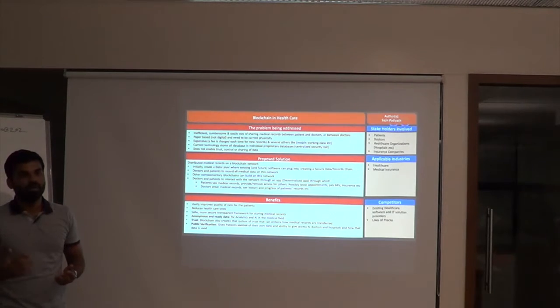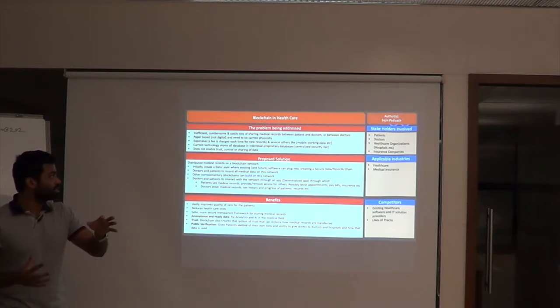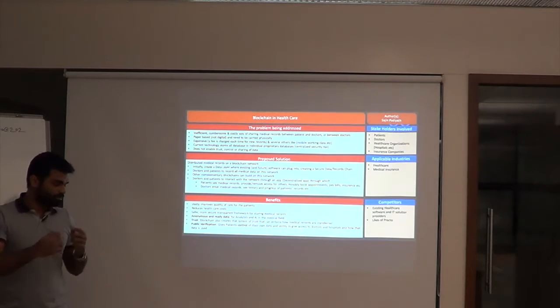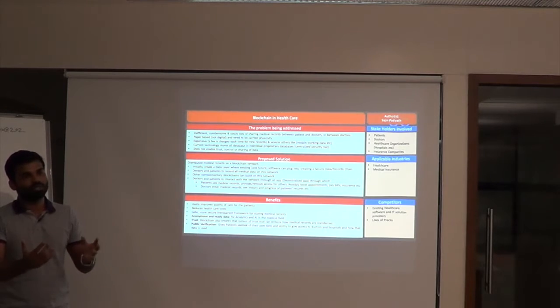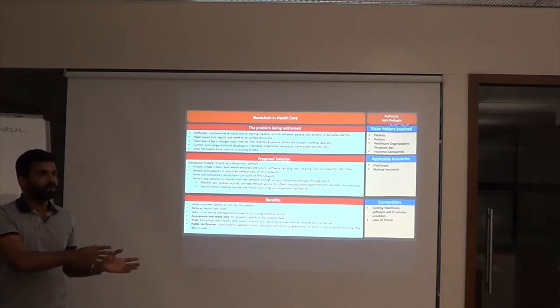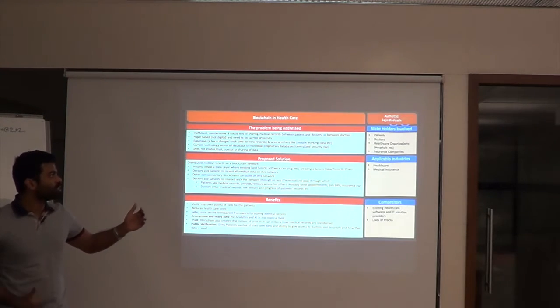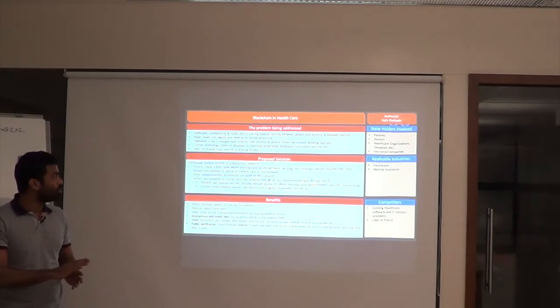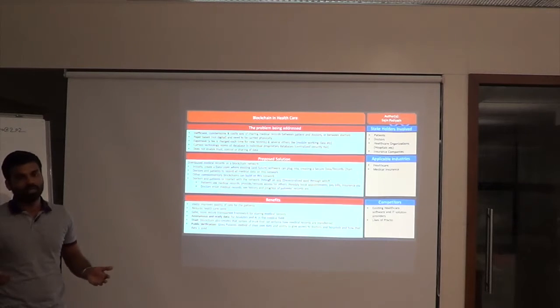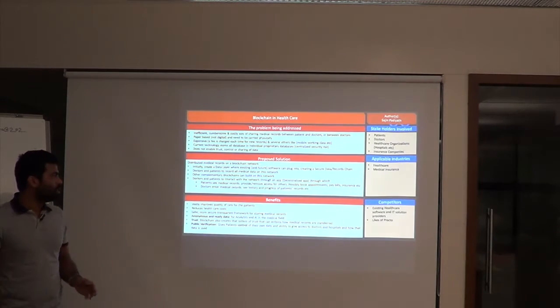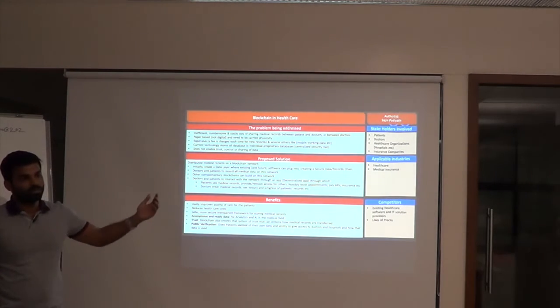Because you have a trusted, centralized network where you know that such a transaction or such an operation did happen, settling claims would be much easier. So fraud claims can be removed in such an environment. Again, competitors are basically the existing healthcare software solutions and IT providers, and possibly the likes of platforms which are currently available.